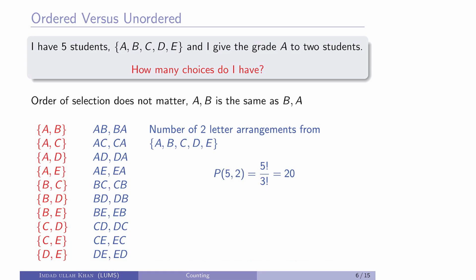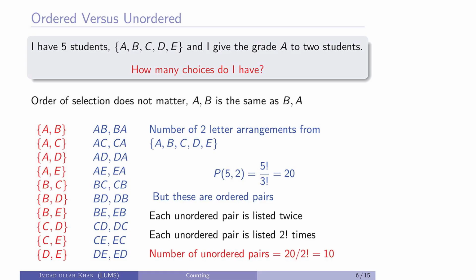These are the 2-permutations out of 5 objects. Now I can notice that these are ordered pairs, and every pair is actually listed twice, because there are 2 different orderings of a 2-subset. So I just divide by 2, or 2 factorial, and I get the right answer. So the number of unordered pairs is equal to 20 divided by 2. So I get all the ordered pairs, and then count.